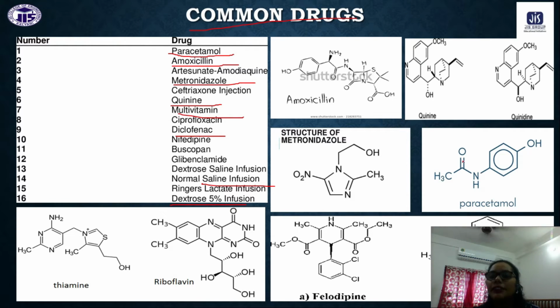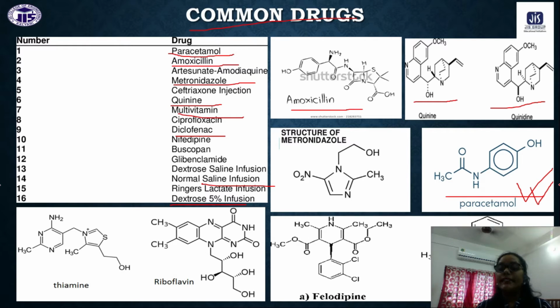And here I have given the structures also, as examples. This is the structure of amoxicillin. This is the structure of quinine. This is the structure of quinidine. This is the structure of metronidazole. Okay, and this is the structure of paracetamol, which is important for your syllabus, because the synthesis of paracetamol and aspirin is in your syllabus. This is the paracetamol moiety.